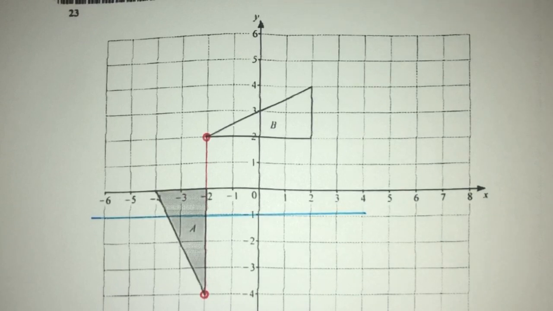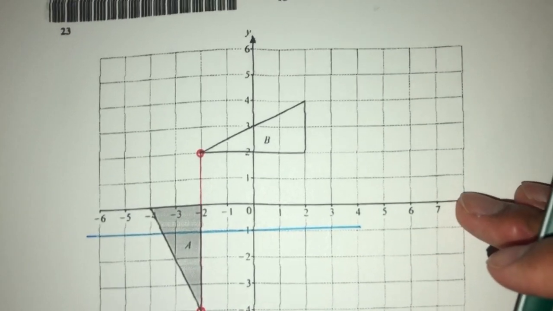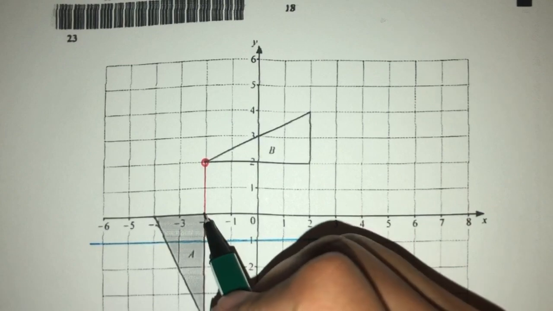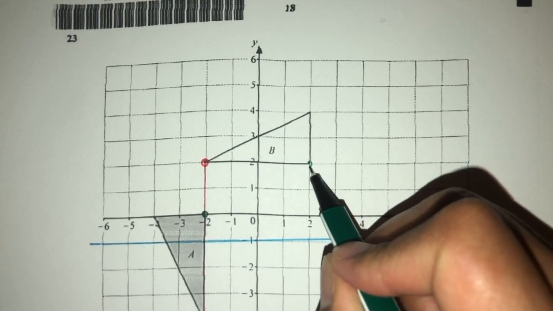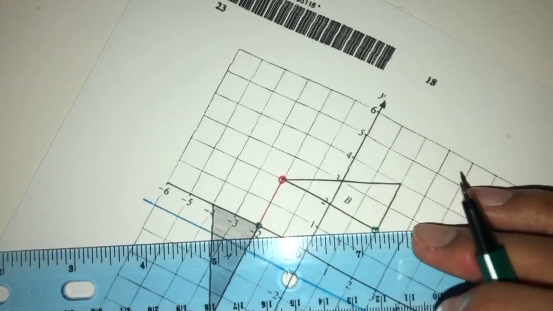That's the first step. And the next step is, let's choose another point. We can choose this point right here. This is the object and this is the image. So let's join those two.